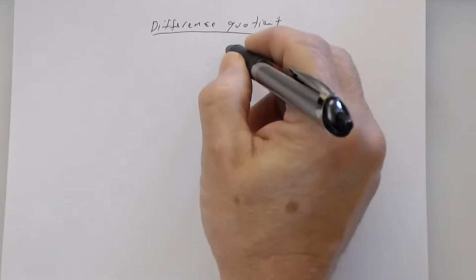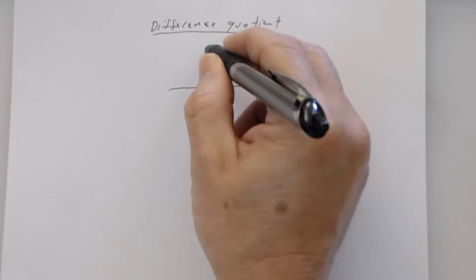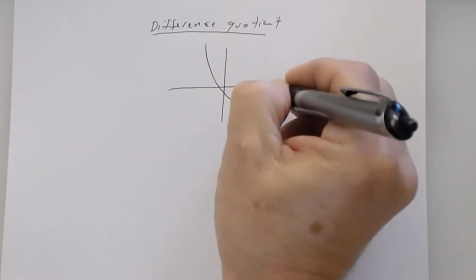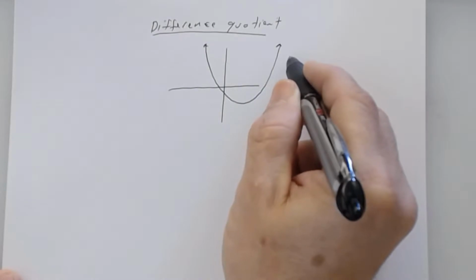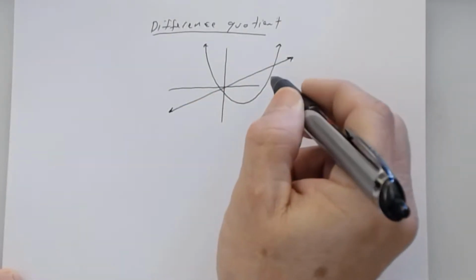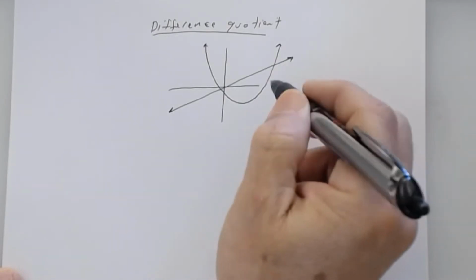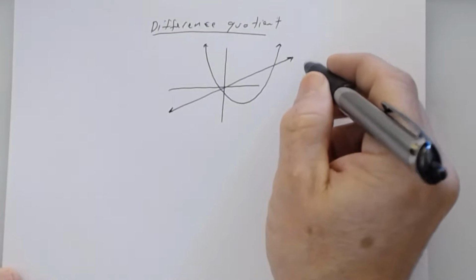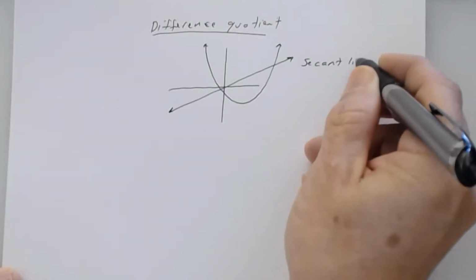But basically, if you have something like, let's say, this parabola, this quadratic function, and a slope of a secant line, so if I draw a secant line, and a secant line is a line that intersects the graph more than once. So this would be a secant line.